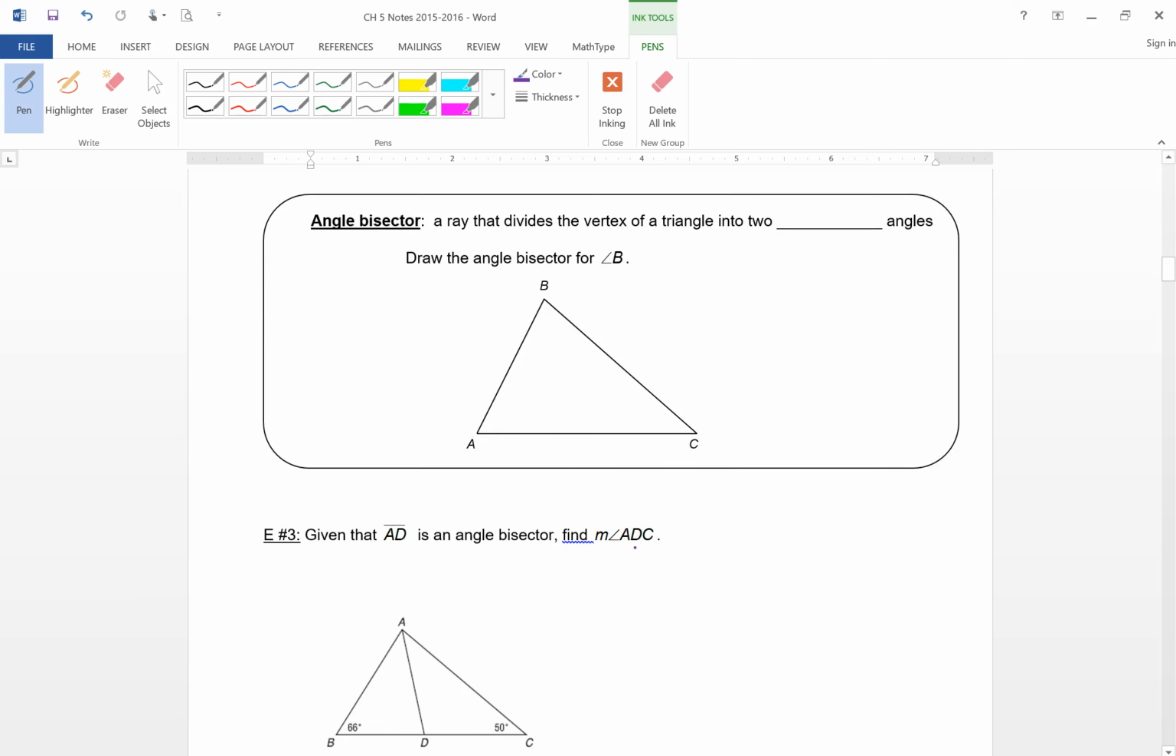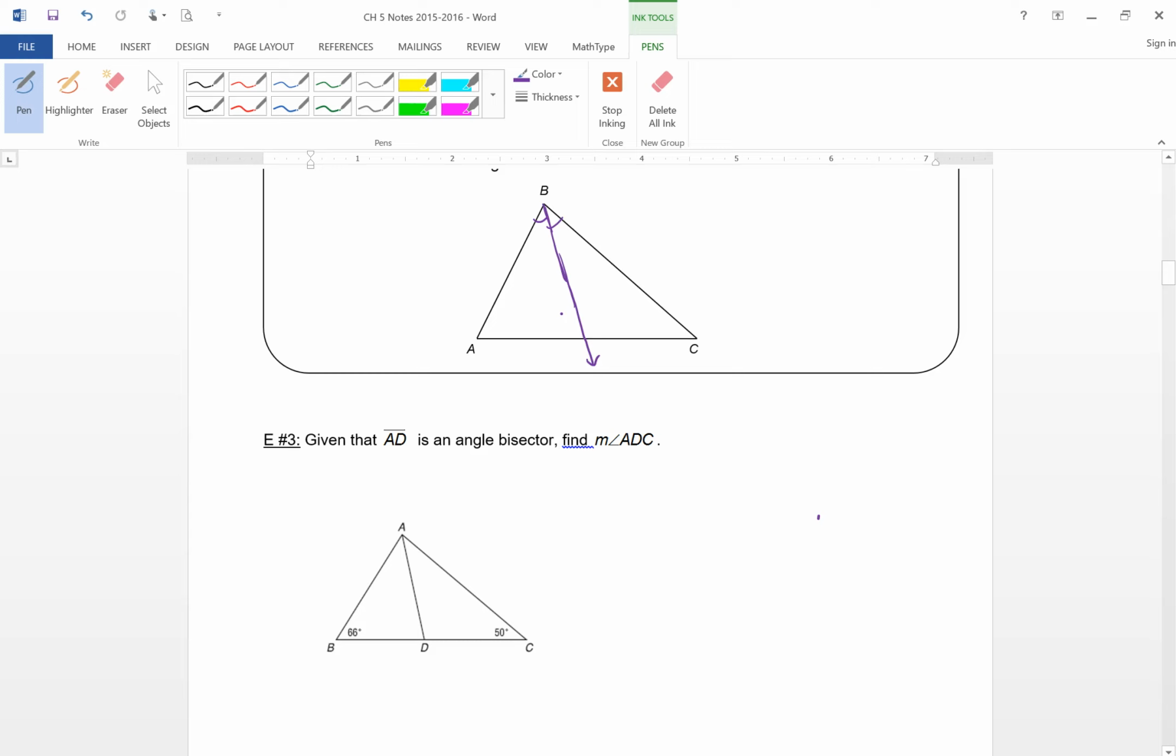An angle bisector is a ray, and what it does is it divides the vertex of a triangle into two congruent angles. To draw the angle bisector for angle B, all I have to do is bisect it. It's a ray, and we show that the angles are cut in half.